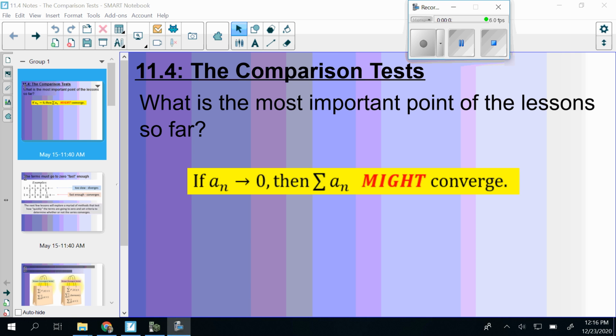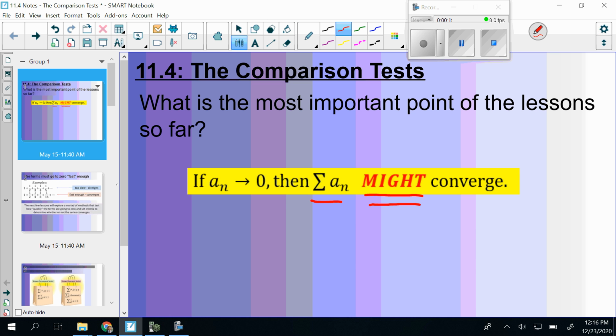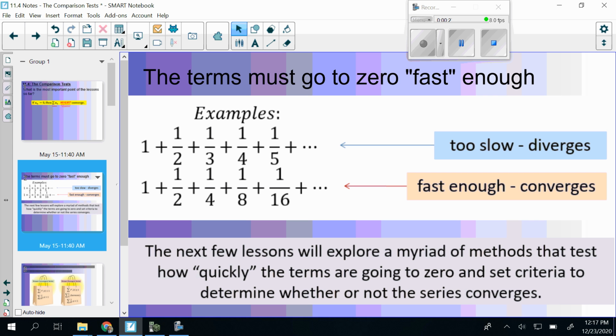What is the most important point of the lesson so far? That if your series approaches zero as you go to infinity, then the summation of that series might converge. And might is a key word here because we've seen examples where they diverge, and we've also seen some where they do converge. So how do you know if it's going to converge or diverge? The terms must go to zero fast enough.